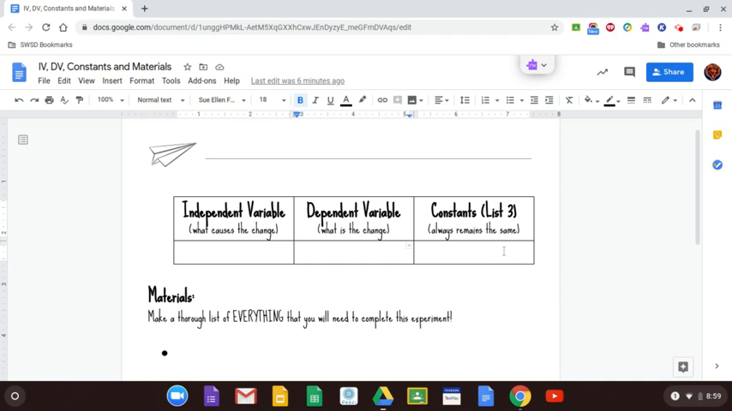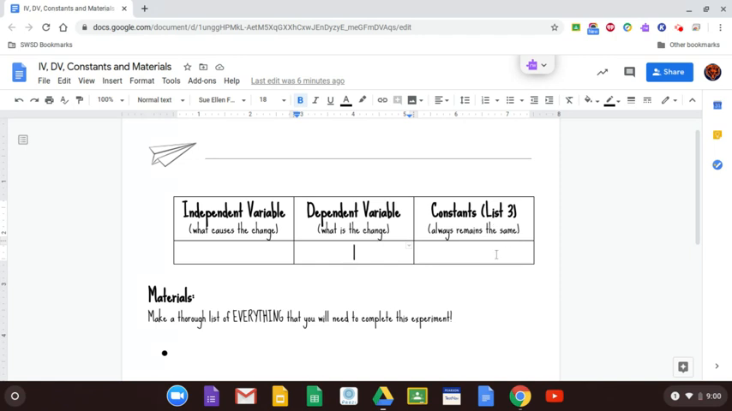And then the constants are things that have to be kept the same, because if we don't keep them the same, they're going to mess up our results. They're things that we can change, like the independent variable, but we don't want to change them, because if we do, we won't know if the outcome, or the dependent variable, is caused by the independent variable or by these other things that we forgot to keep the same.